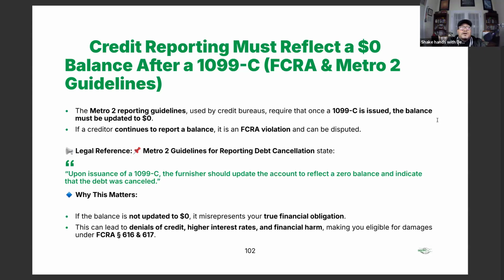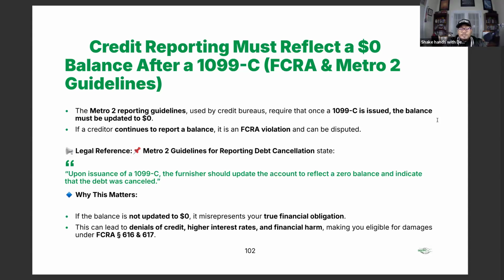So that's why I have this here at the bottom. If the balance is not updated to zero, it misrepresents your true financial obligation. What does that mean? It means if you're going to get a vehicle or a car, your interest rate could be higher. Or if you're going to get a house or anything like that, your debt ratio is now higher, because it has you on a higher amount, which in actuality, a 1099 is a cancellation of debt, forgiveness, meaning it should be back at zero.